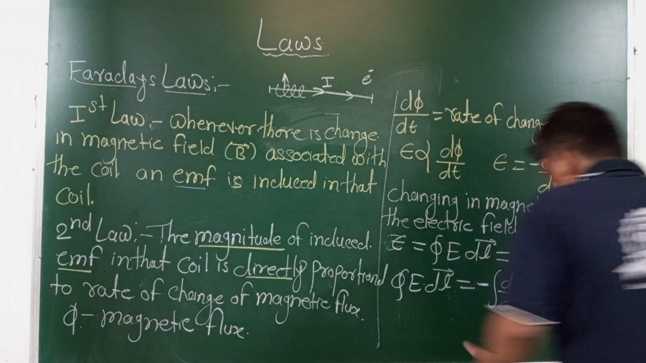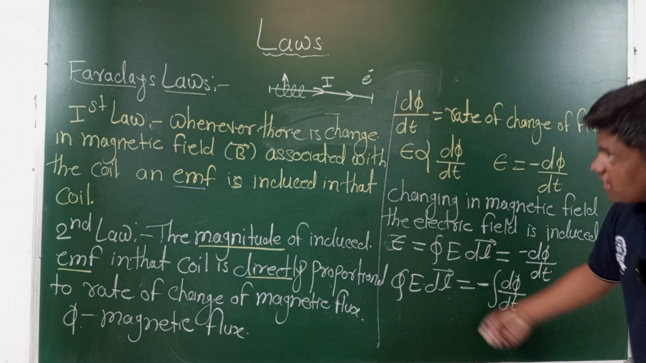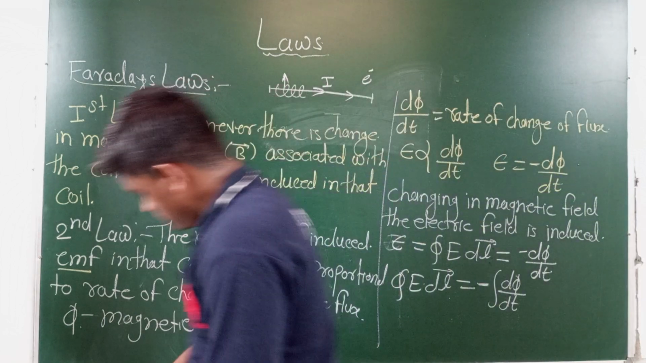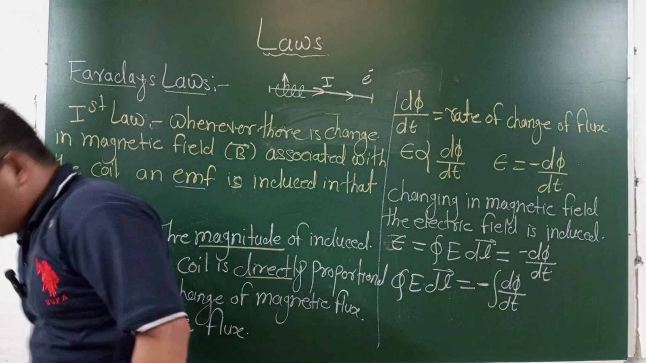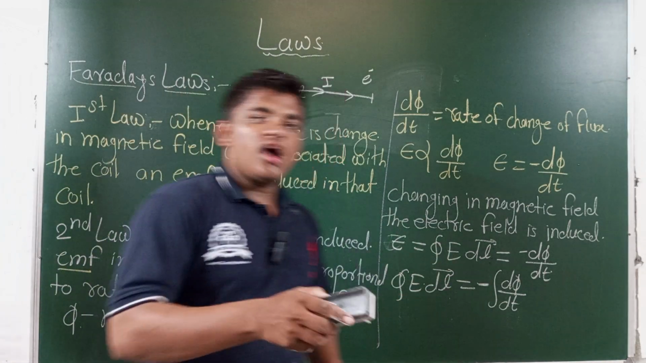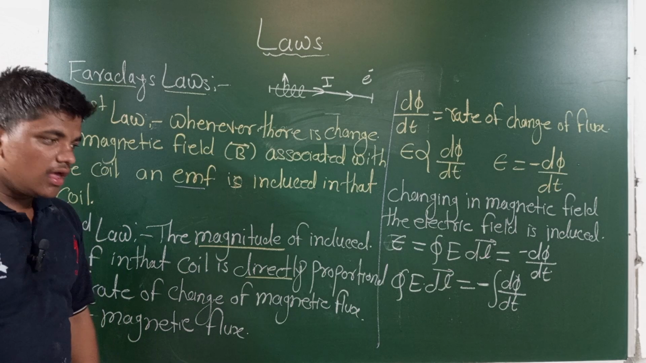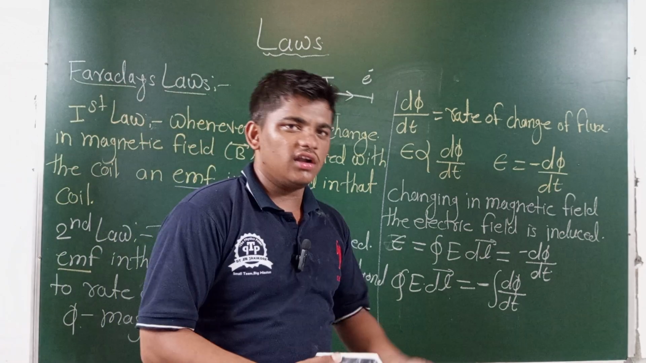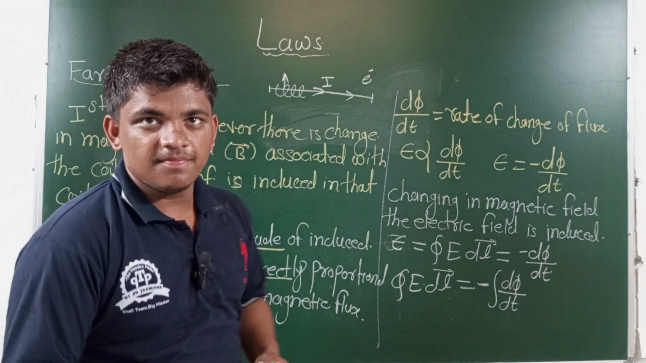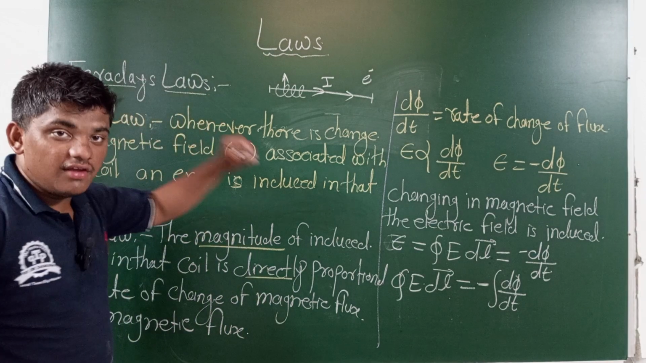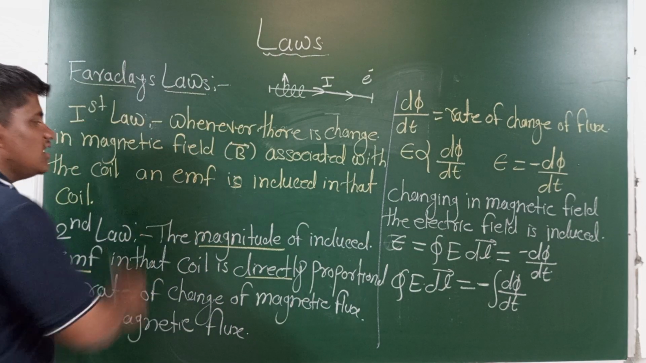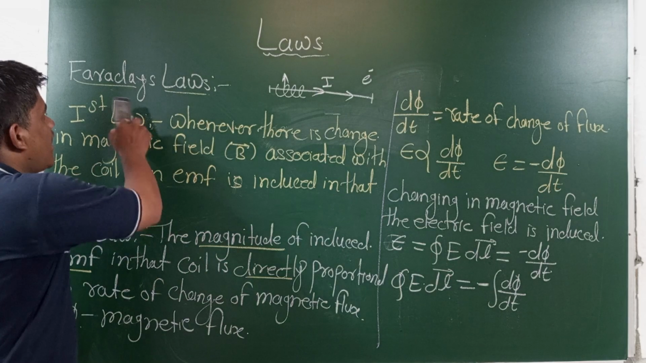This is the integral form of Faraday's law. When we supply some current I to the conductor, it produces some magnetic field. If we change the supplied current, the magnetic field also changes. Whenever there is a change in the magnetic field, it produces some induced EMF. This is the statement of Faraday's first law.